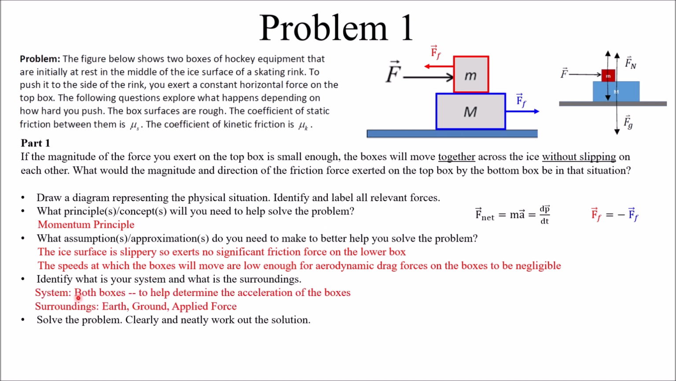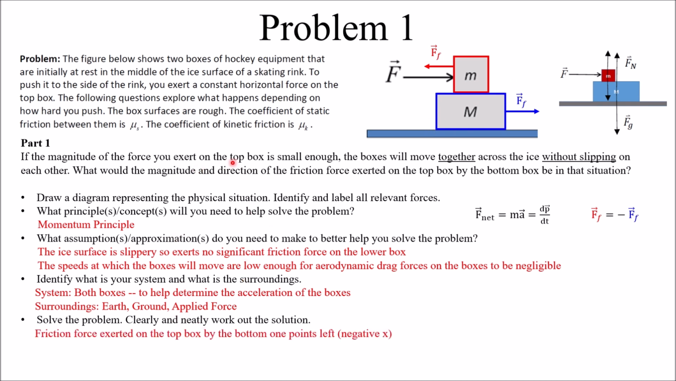And we are going to identify to start off with that the system can be both of our boxes, and that'll help us determine the acceleration of both boxes, because if this system is accelerating, that means the acceleration of the top box has to be equal to the acceleration of the bottom box, as long as there's no slippage here, and so the whole thing is accelerating as one unit. And so we'll solve the problem.